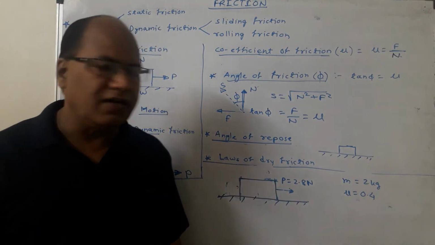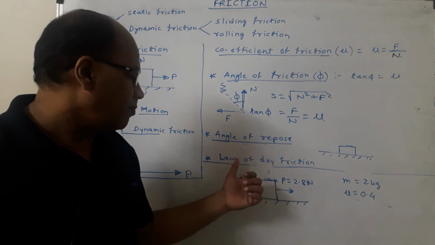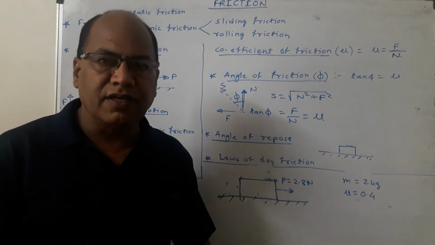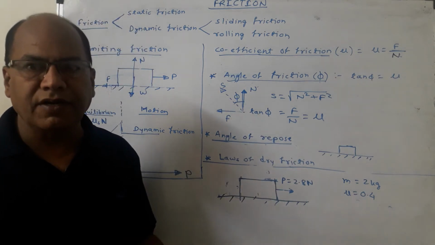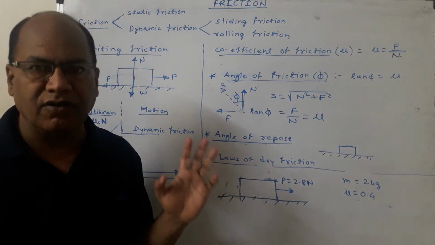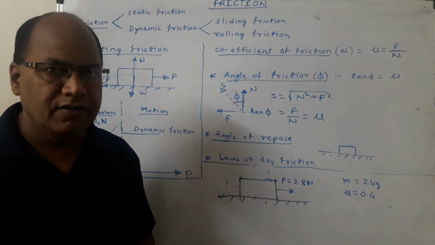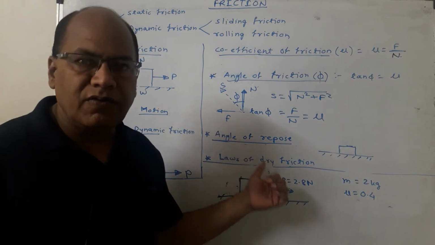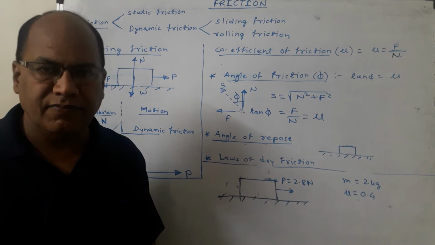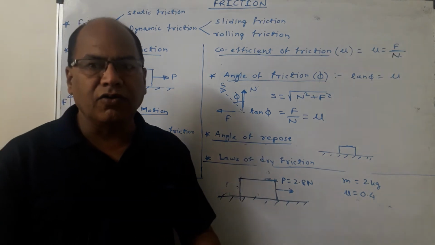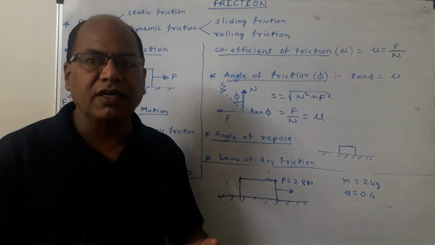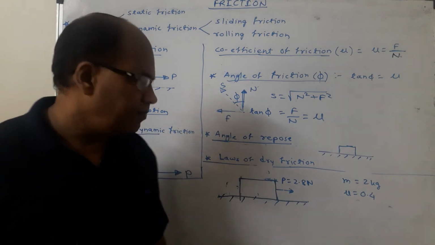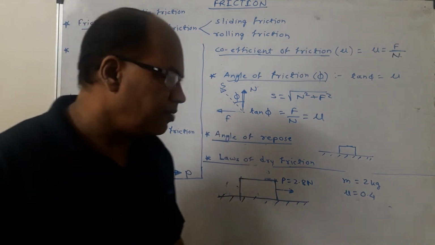The first law is that the frictional force which exists between the two dry surfaces is independent of the area of surfaces in contact. Second, the frictional force is always proportional to the normal reaction. And third, at low velocities, the total frictional force is independent of the velocity. So these are the laws which are to be remembered.